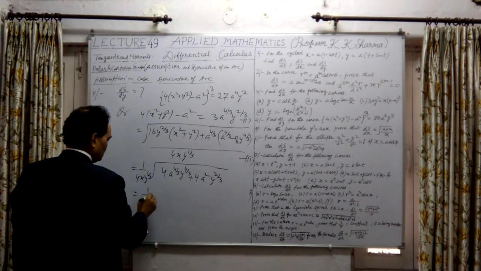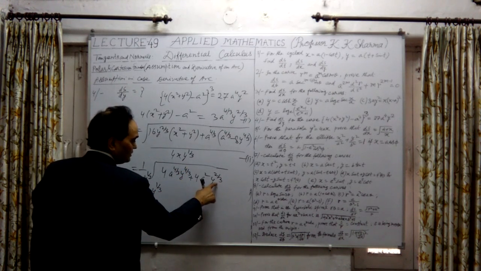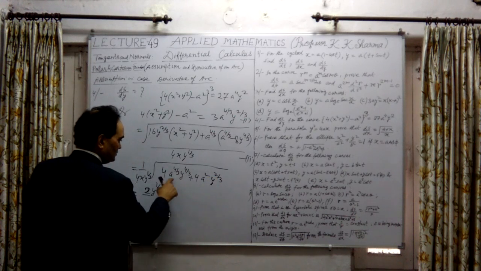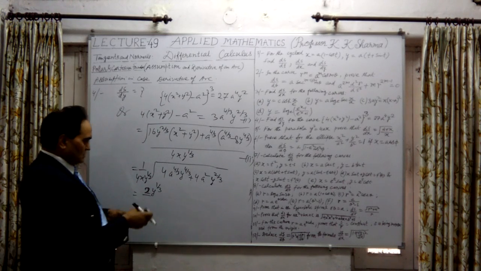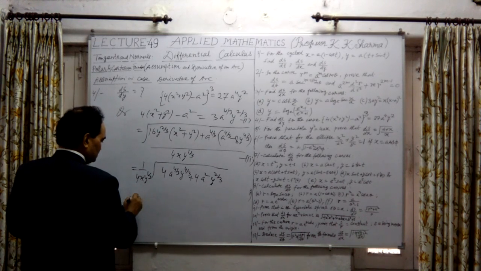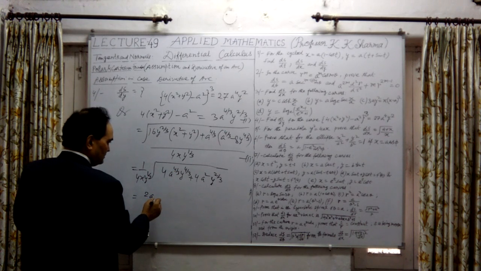That will give us 2 into y raised to power 1/3 we have taken out. So y raised to power 2/3, y raised to power 2/3, and a square also can be taken. If I take a also, let me write here. This is a, 2a, 4 minus 3. This is negative, no problem. It will be a into y raised to power 1/3 we have taken common, divided by 4x y raised to power 1/3 cancelled out.